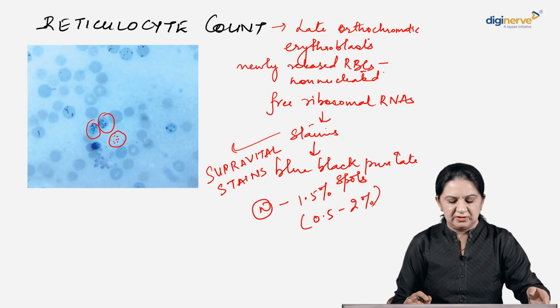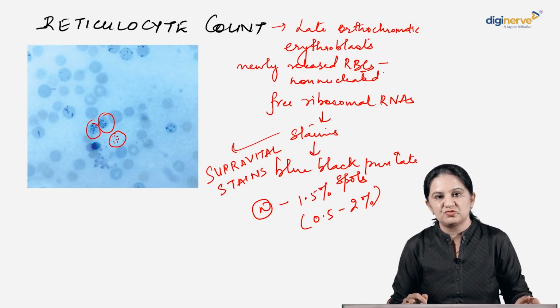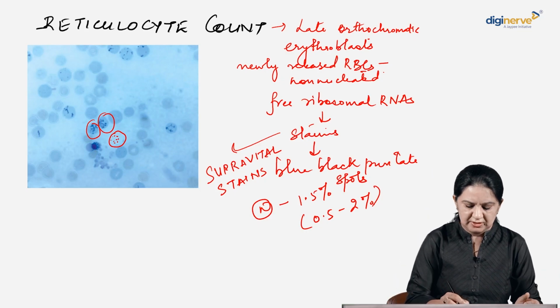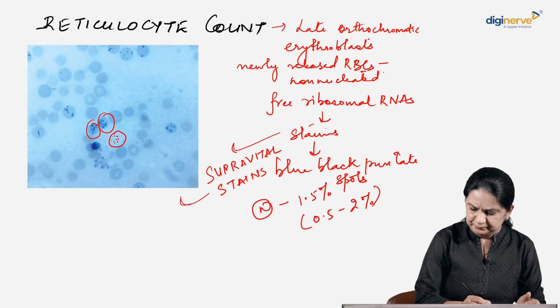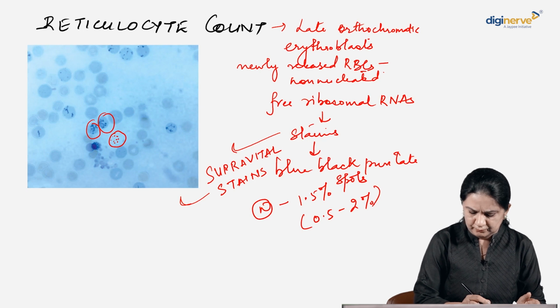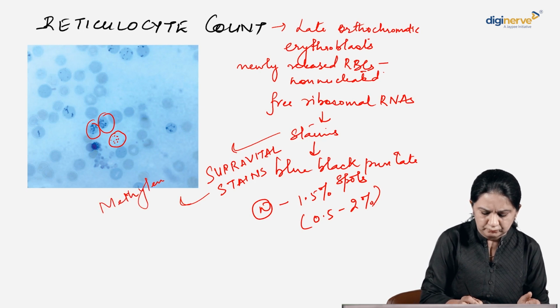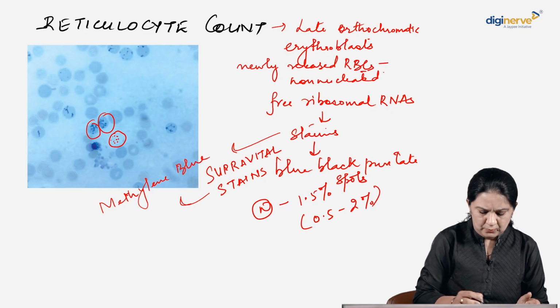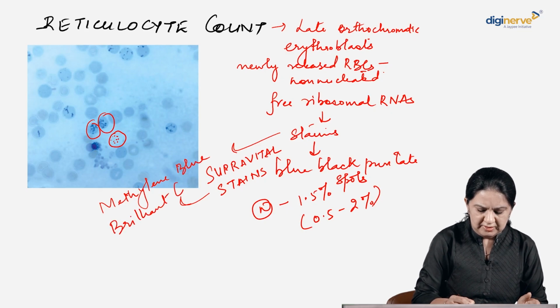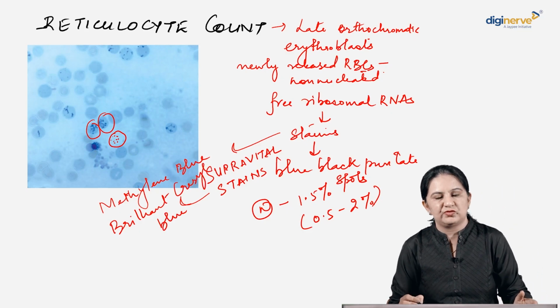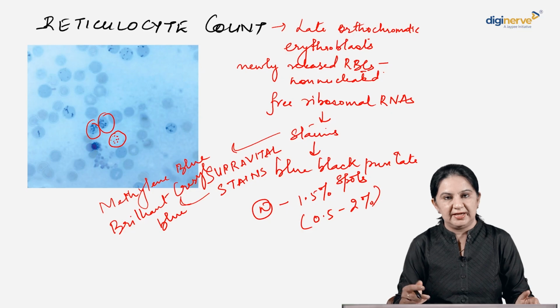So, I just mentioned supravital stains are used for staining of reticulocyte counts. What supravital stains can be used? Yes, they are methylene blue or brilliant cresyl blue. These are supravital stains used for staining of reticulocyte count and other cells also.